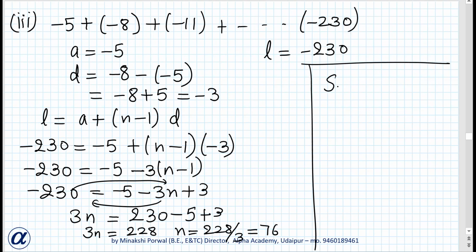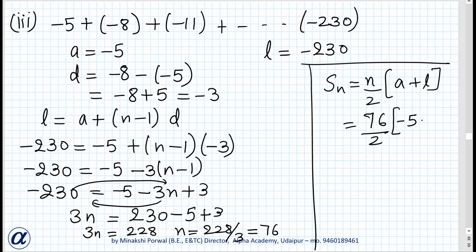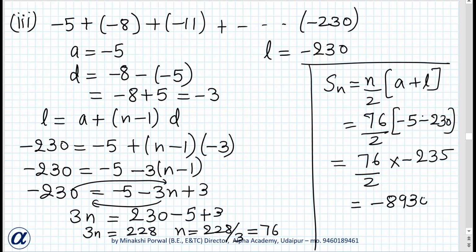We have to find Sn. Sn equals n by 2 into (a plus l). n is 76 upon 2, a is minus 5, and l is minus 230. So this will be equal to 76 upon 2 into minus 235. 76 divided by 2 is 38, into 235, that is equal to minus 8930. This is the answer.